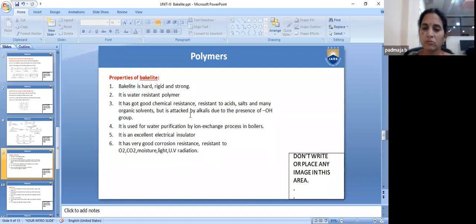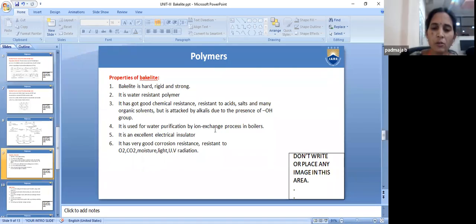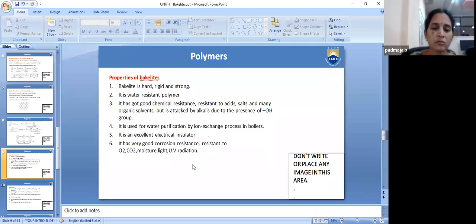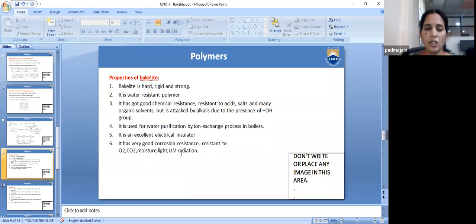Next, it is used for water purification. Excellent electrical insulator. And it is resistant to O2, CO2, moisture, light, UV radiation. So these are the properties.